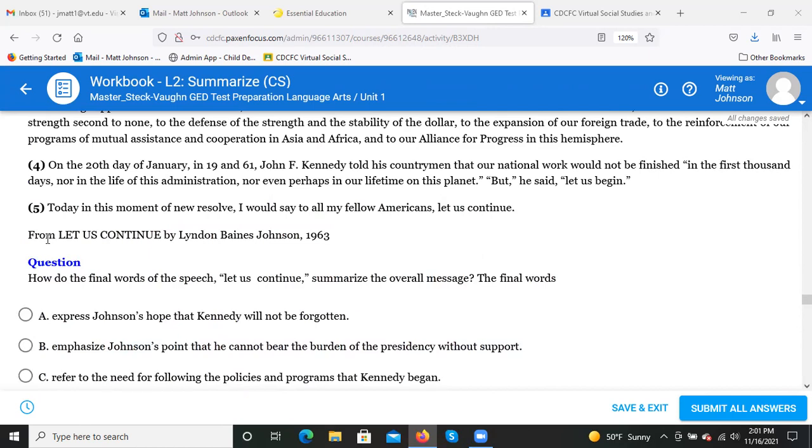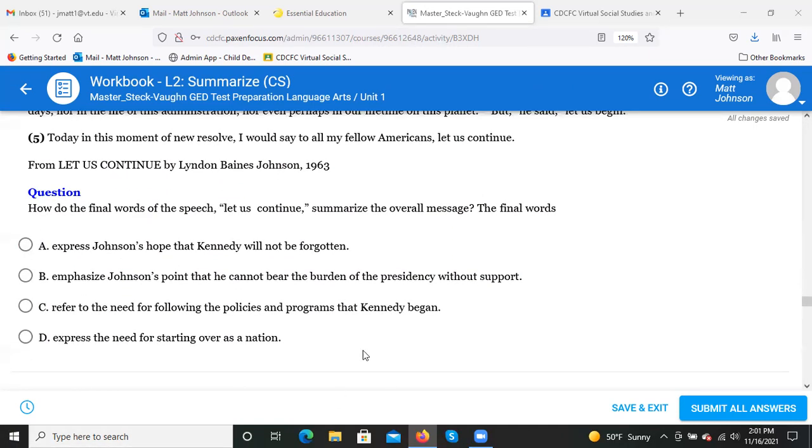So today, in this moment of new resolve, I would say to all my fellow Americans, let us continue. So D, emphasize points that he cannot bear the burden of the presidency without support. That is the beginning. I said D, as in dog. Okay, it's C, as in cat. So he's referring to the need for following the policies and programs that Kennedy began. So right, that idea, let us continue. So let us continue on with supporting those programs.